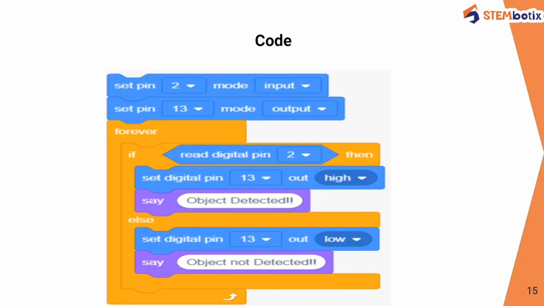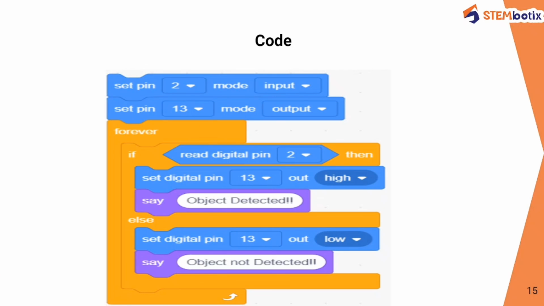Here we will take a condition. So we take an if else block. Here we give a condition: if digital pin 2 is high, it means when the IR sensor detects something, then set digital pin 13 output to high and say object is detected.